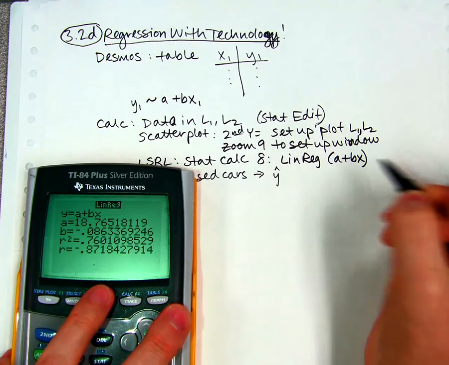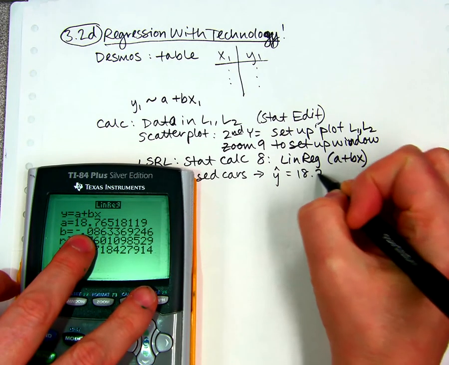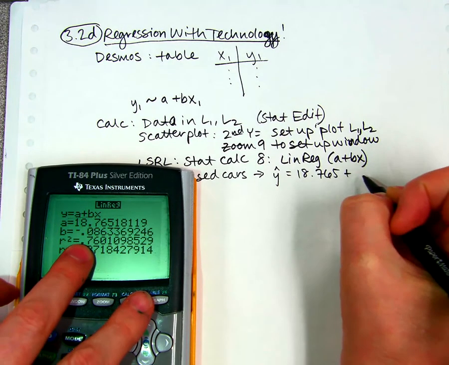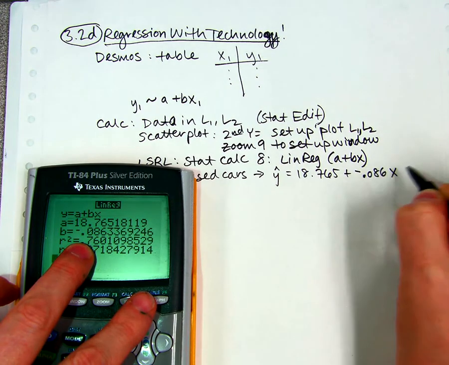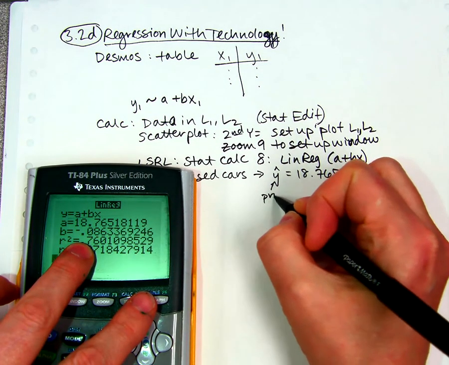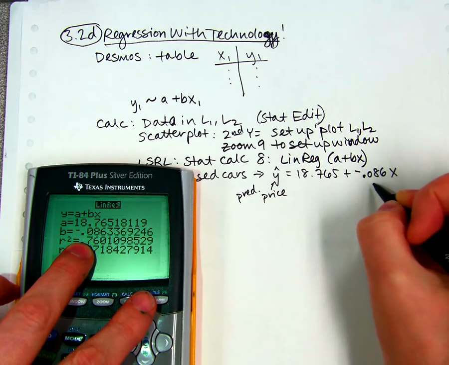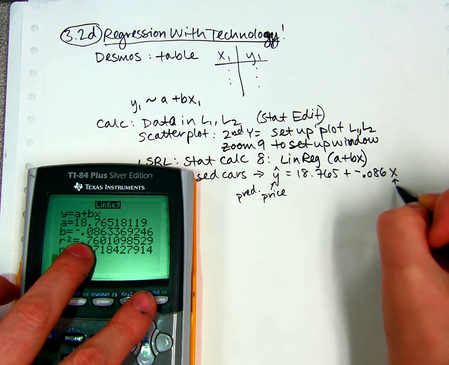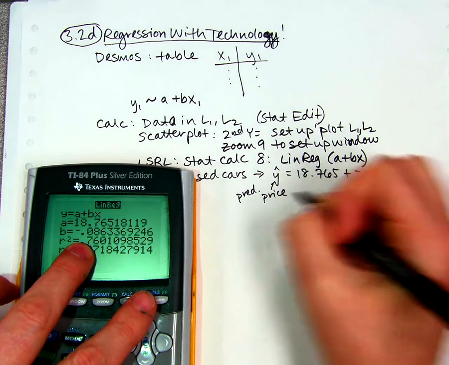It doesn't put the hat on the y, which bothers me. But the A is 18.765 and B is negative 0.086, and then you have your X. And remember, in context, this was the price, or the predicted price if you want to be specific. And this was the mileage in thousands. Actually, this is also in thousands.